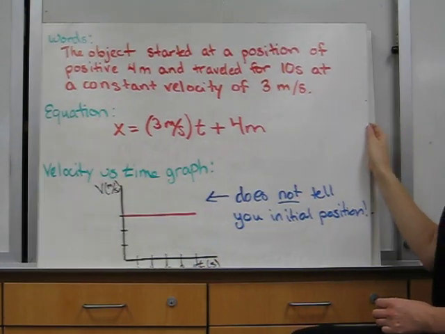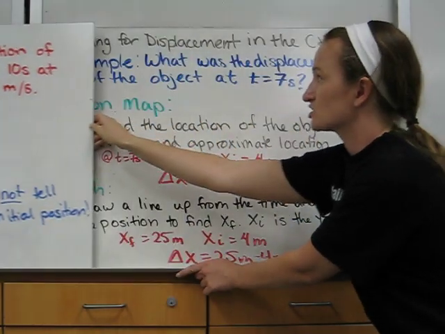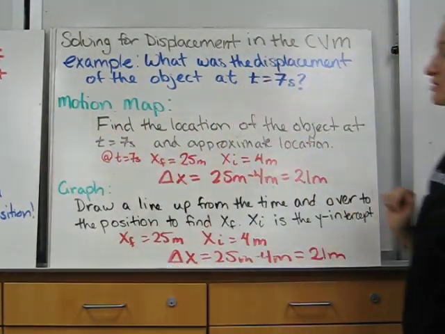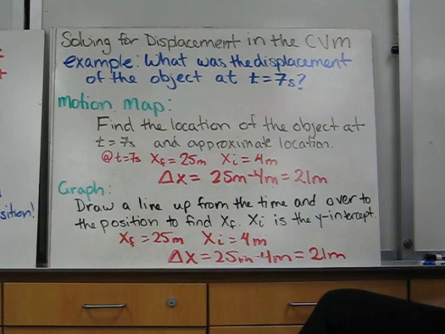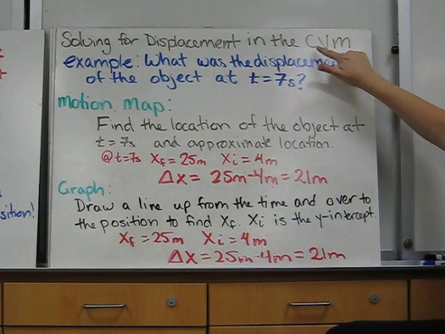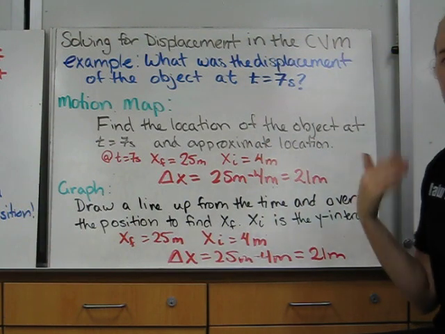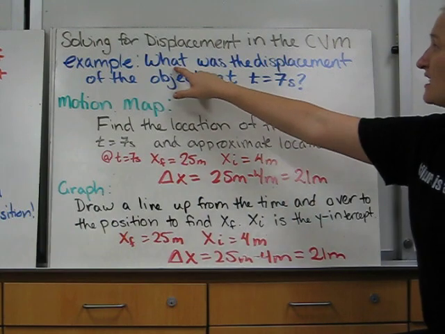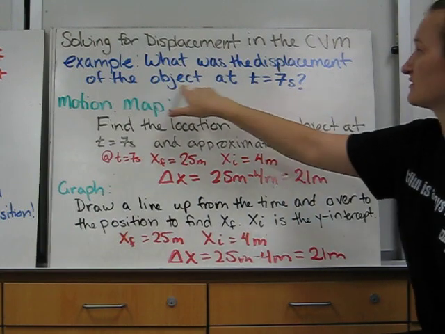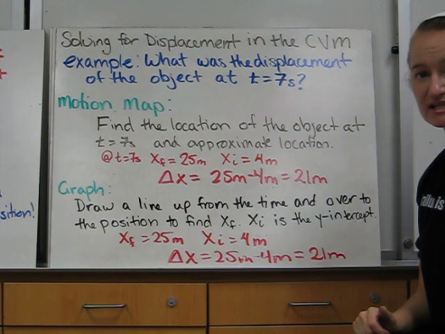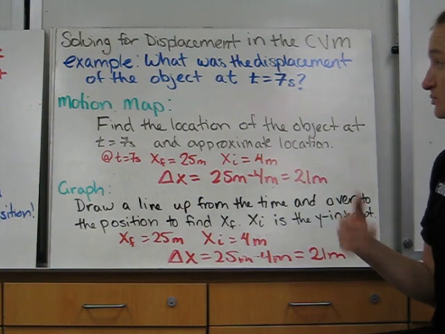The next thing we're going to look at is how to use these things to solve problems. So the first thing we're going to solve for is displacement. So solving for displacement in the constant velocity model. And again, we're going to look at an example. That example was what was the displacement of the object at t equals 7 seconds. So we're using the same data as before.